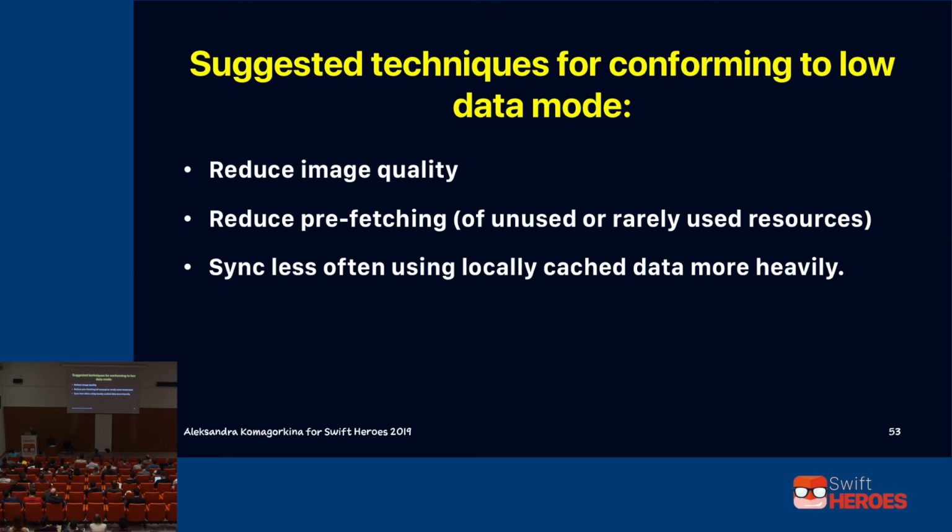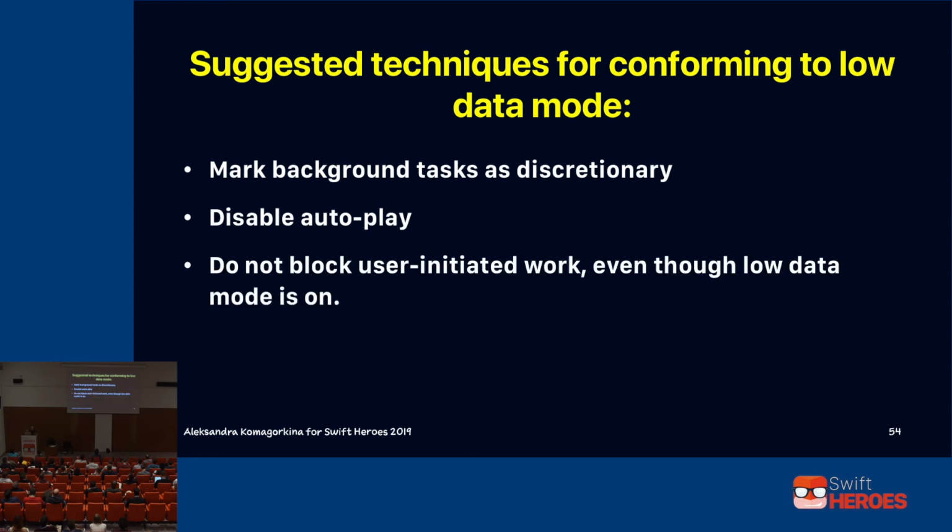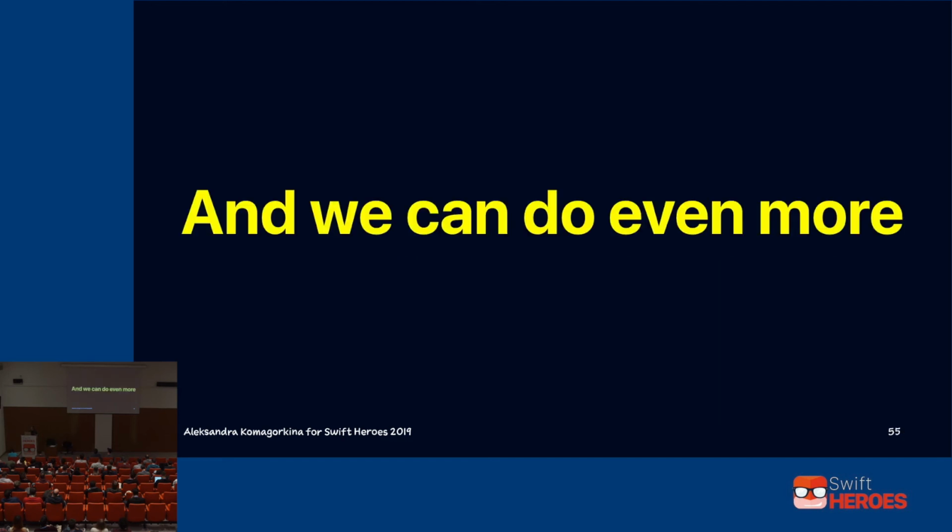And also, we can mark background tasks as discretionary. We can disable autoplay. And also, which is very important, we should not block user-initiated work even if the low data mode is on, because the user is perfectly aware that it's on, because they turned on the low data mode and they ask your application to perform this operation. So just go ahead and do it.